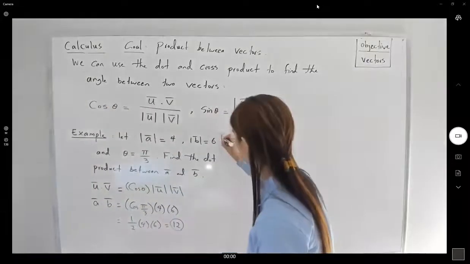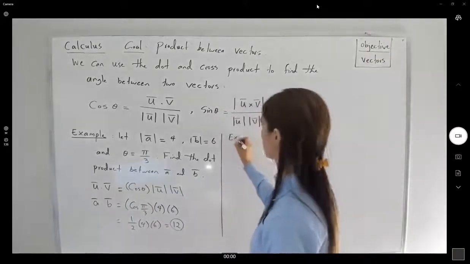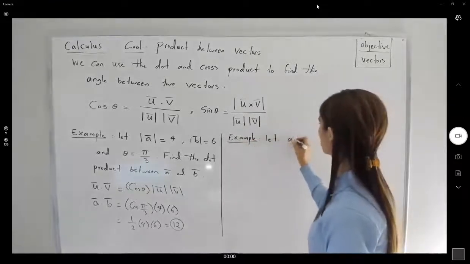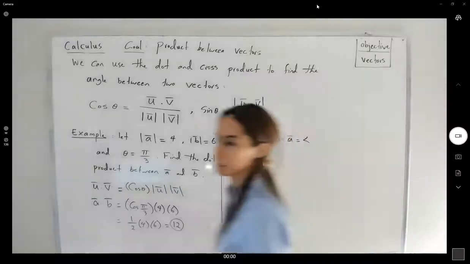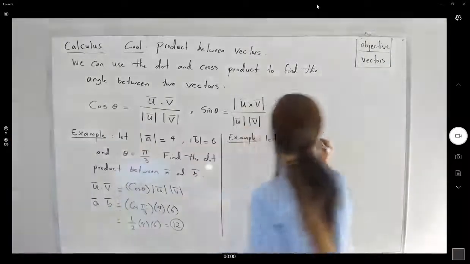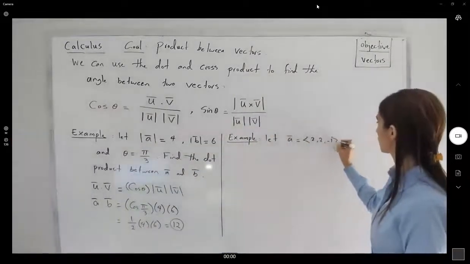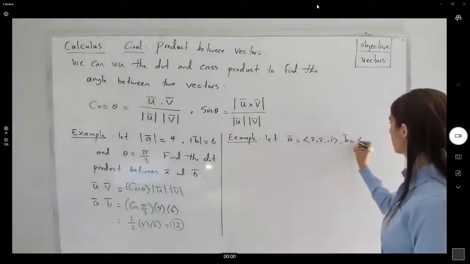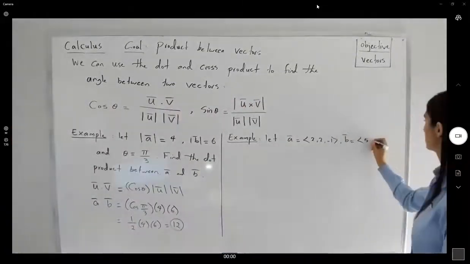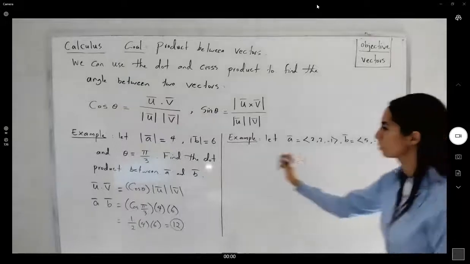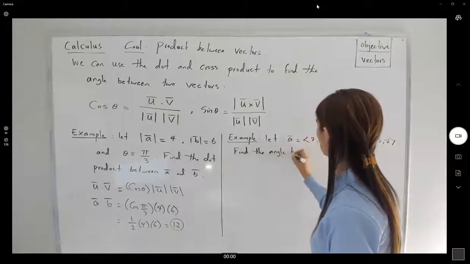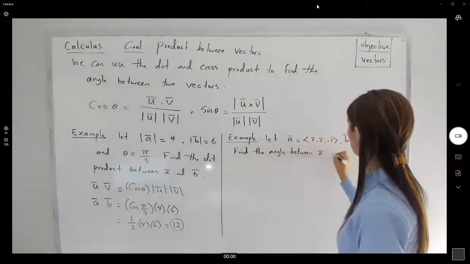Another example. This example gives us two vectors. Let vector A have components 2, 2, negative 1, and vector B have components 5, negative 3, and 2. Question says, find the angle between A and B.